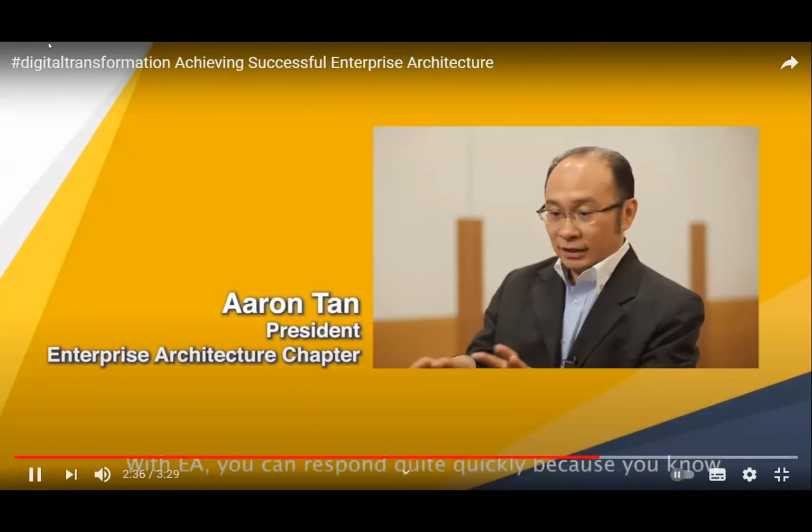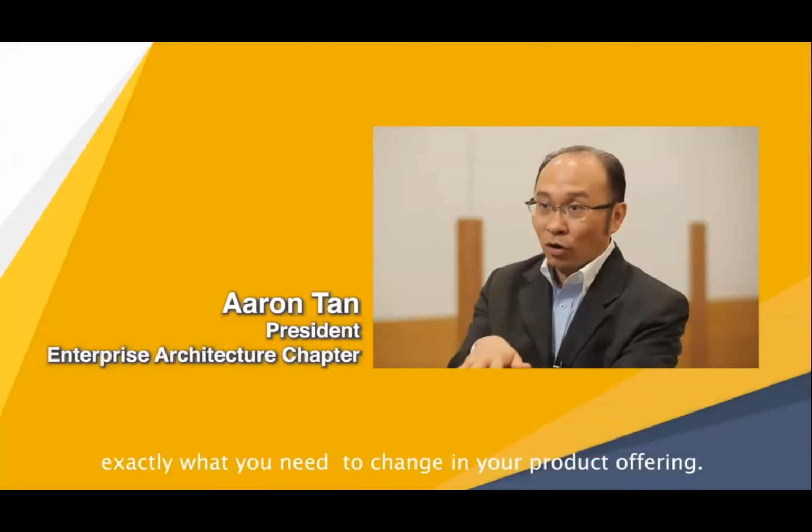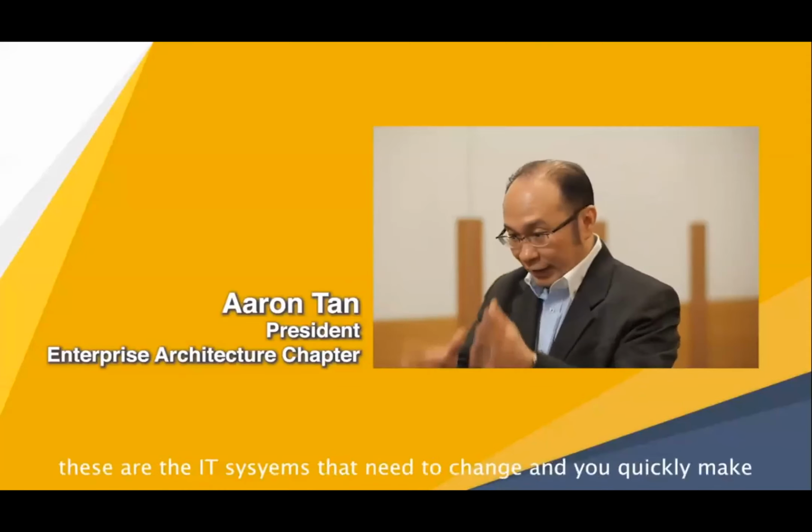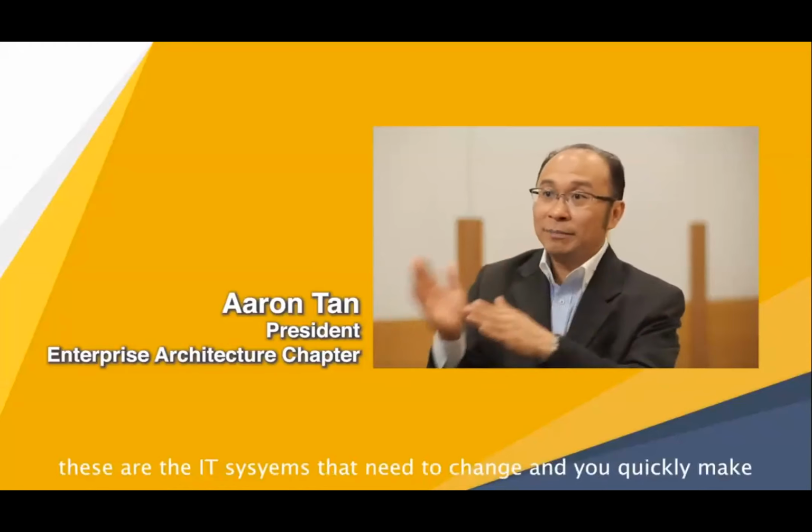So how fast can you respond? That is the question that we need to ask. With EA, you can respond quite quickly because you know exactly, if I need to change my entire product offering, the digital map will tell you, like the GPS, right? It tells you these are 20 processes impacted, these are 3 departments impacted, these are the IT systems that need to change, and you quickly make a decision within a day. What are you going to do?